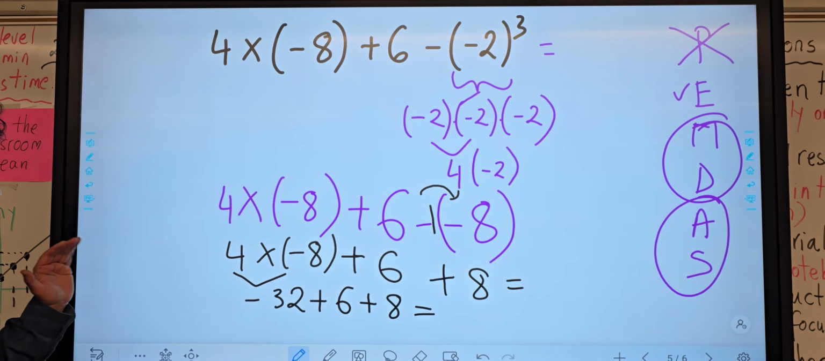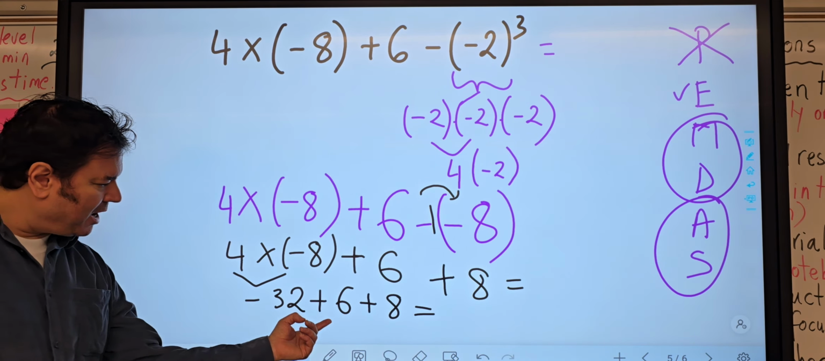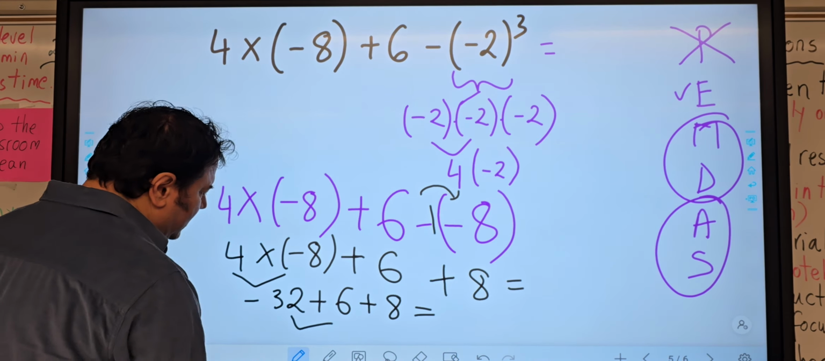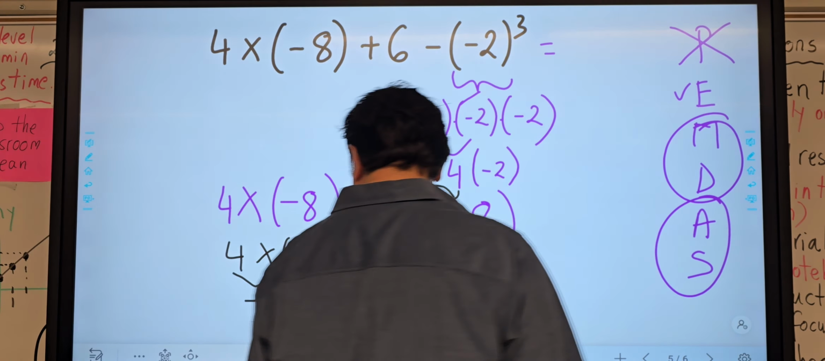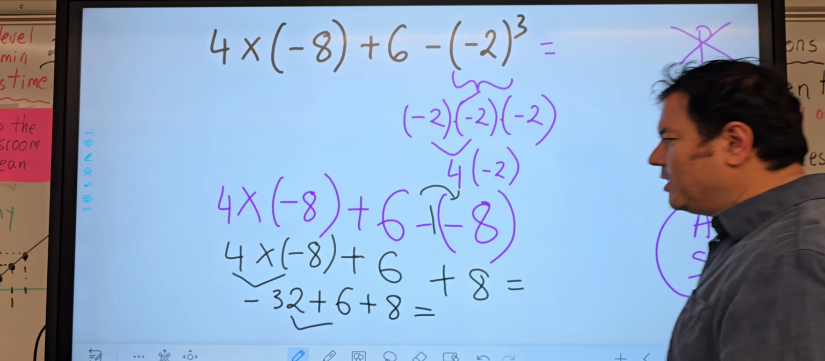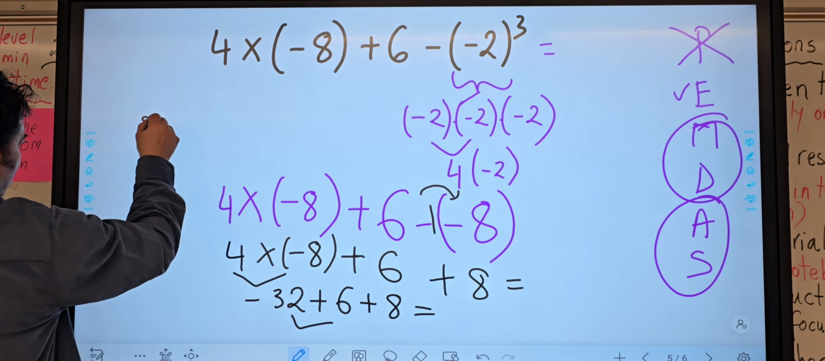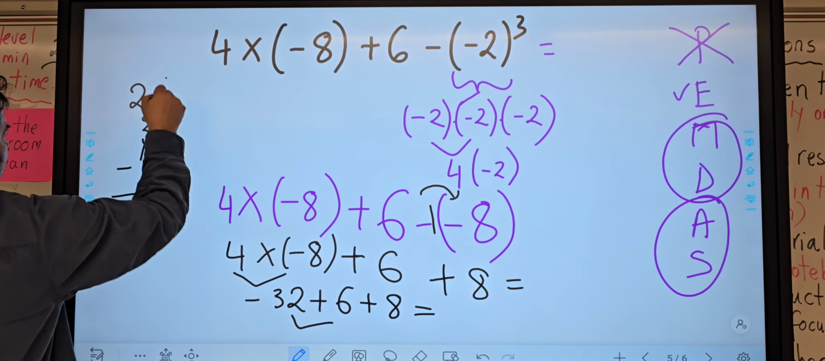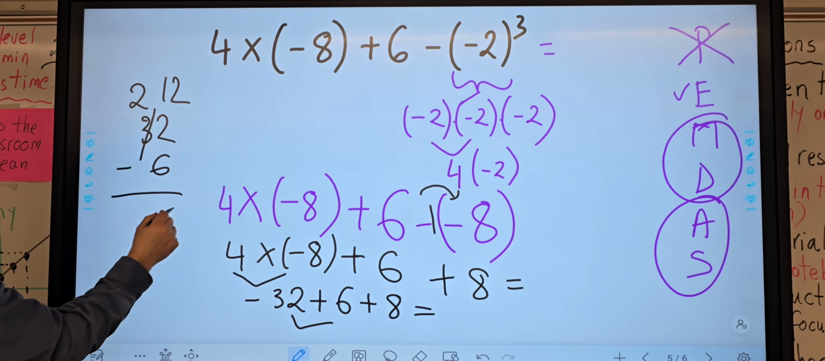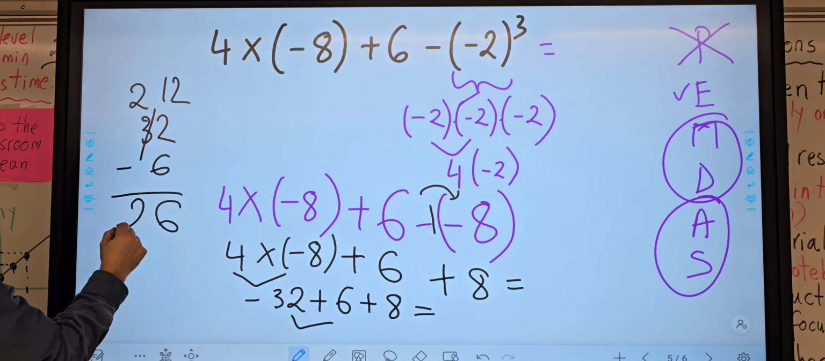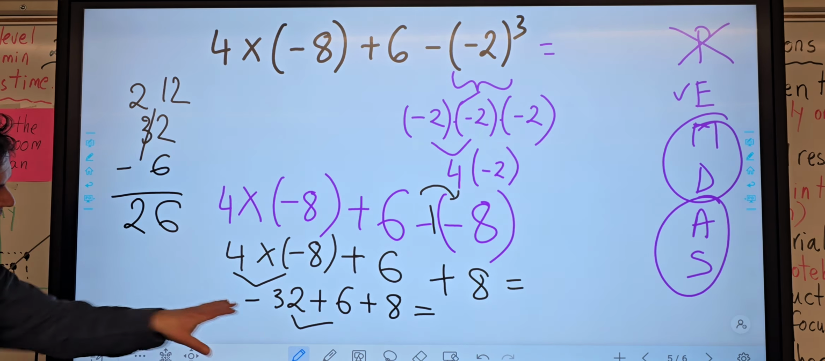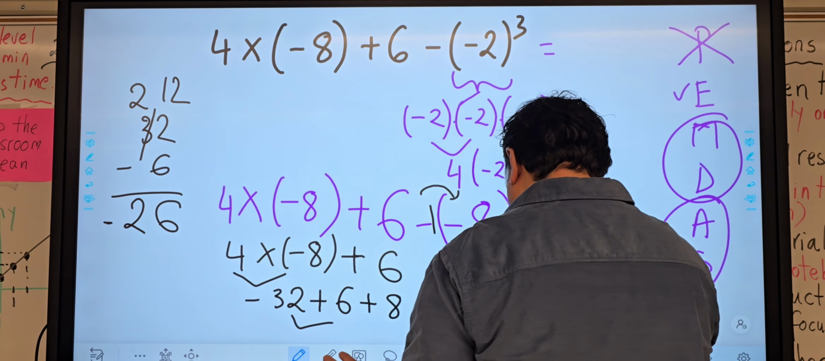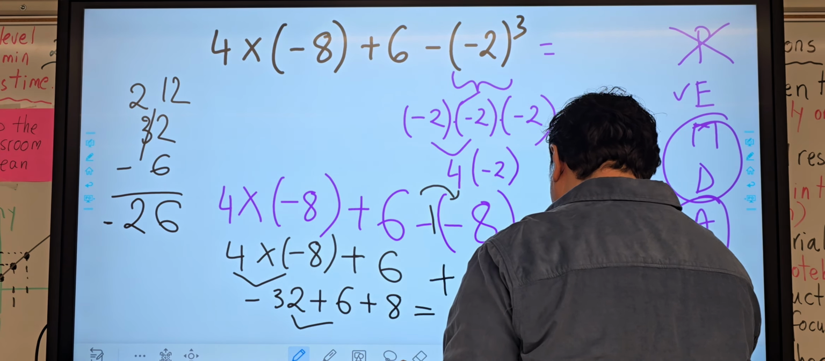And again, from left to right, we have a negative, positive, positive. So negative 32 plus 6, right? The same thing, okay? We take away 6 from 32, right? So it's the same thing. We subtract 32 minus 6, right? We borrow from the 3, make 3 a 2, make this a 12. 12 minus 6 becomes 6 and 2, right? But remember, it's negative. I still owe you $26, right? $26. So it's negative 26 and then plus 8.